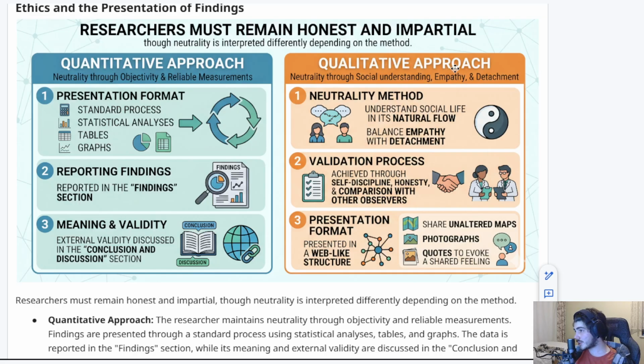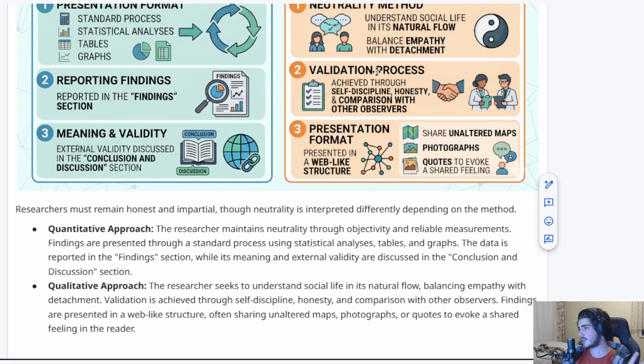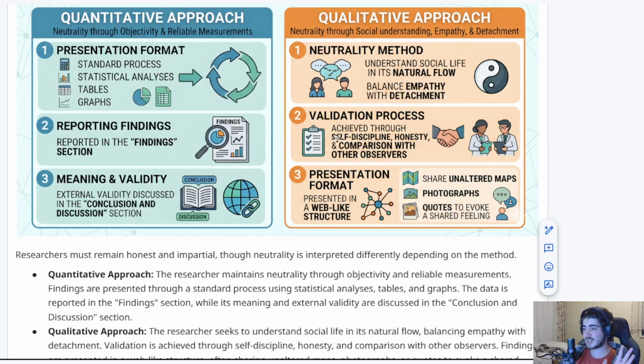And in the qualitative approach, you show your neutrality through social understanding, empathy, and detachment. In the neutrality method, we understand social life and its natural flow. And we balance empathy with detachment. Amazing. And the validation process is achieved through self discipline, honesty, and comparison with other observers. I think the most objective part of this is comparison with other observers. I would believe so, at least.